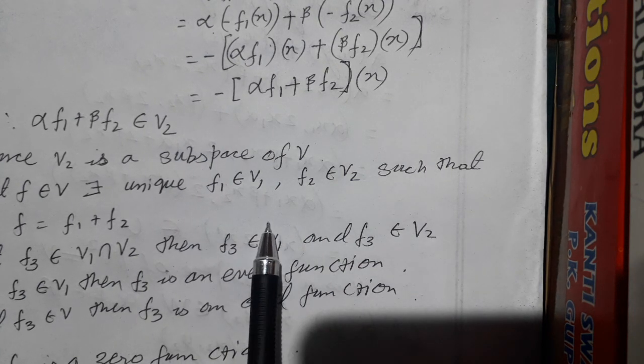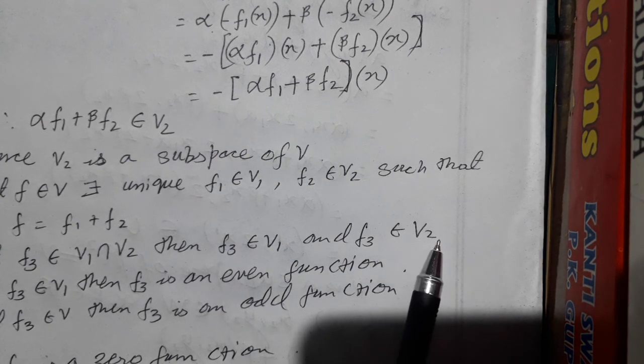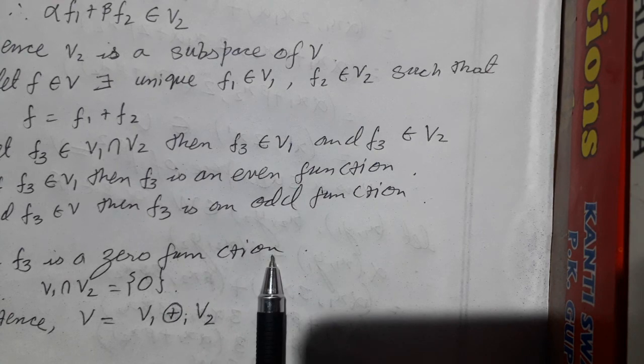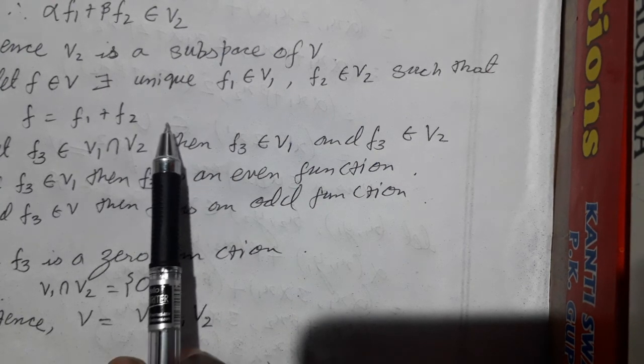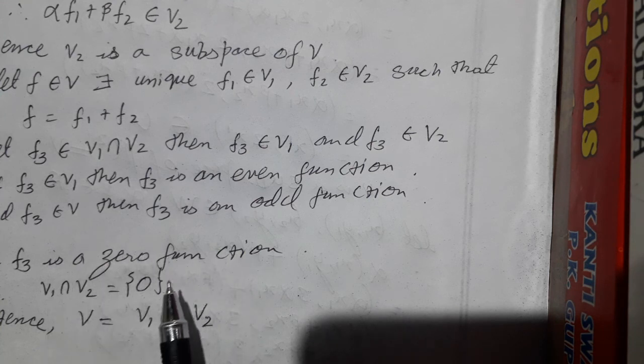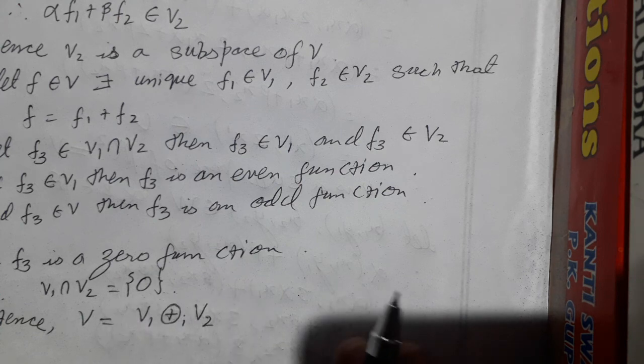If f3 belongs to V1, then f3 is an even function. If f3 belongs to V2, then it is an odd function. At the same time, no function can be even as well as odd unless f3 is the zero function. So we took an arbitrary element in the intersection and found that it is the zero function. So the intersection consists of only the zero function. Hence V can be written as V1 direct sum V2. That is the internal direct sum; we are talking about the internal direct sum.